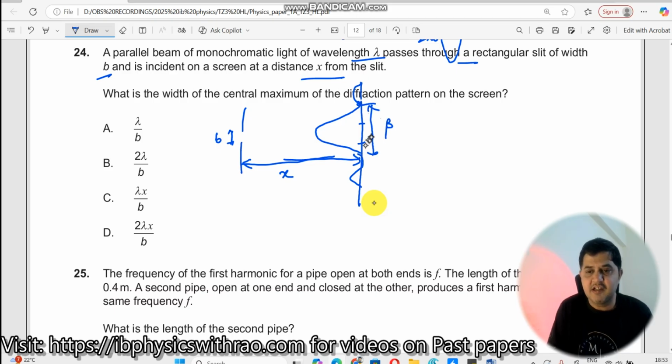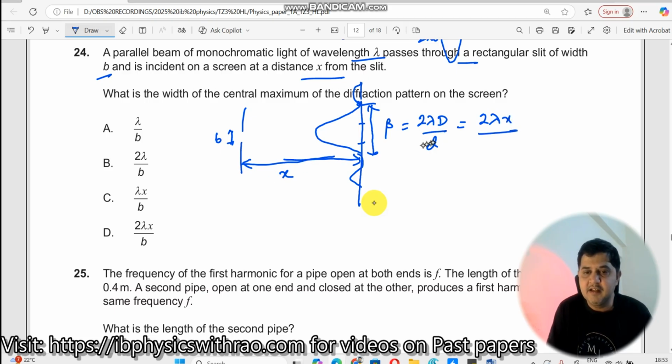This value is called beta, which should now be equal to 2 times lambda capital D divided by small d. Now let us map the parameters correspondingly. So 2 times lambda into what is capital D here? Distance between the slit and the screen. Here it is given as x. I'll write x over here.